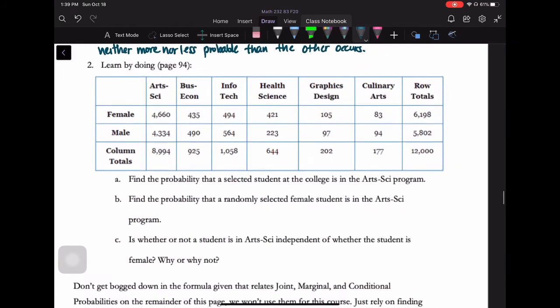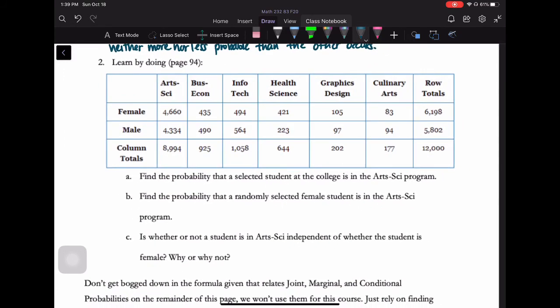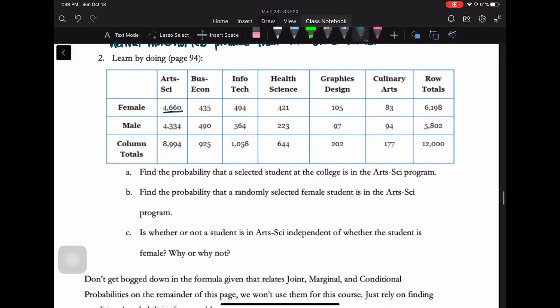The probability to select a student at the college in the arts and sciences program: we have 4,660 out of 12,000. And you can write your answer as a fraction or a decimal depending on how the question is worded and what your answer choices look like. Like if the answers are decimals, then you want to put your answer as a decimal. If your answer choices are percents, you want to put them as a percent.